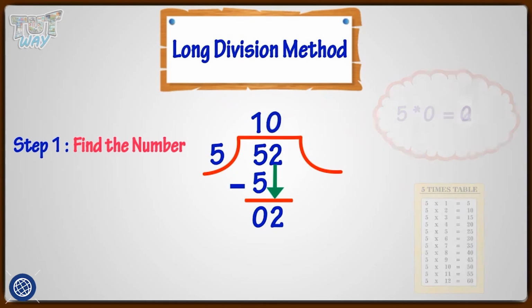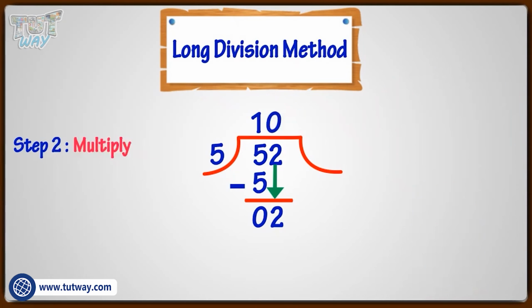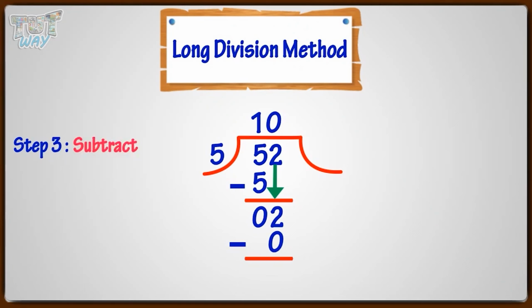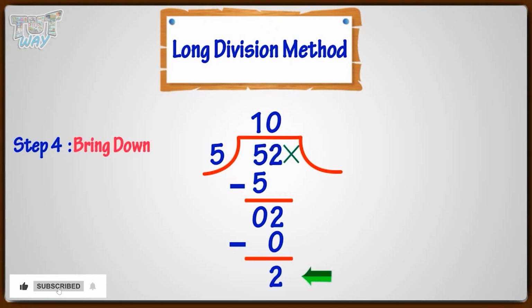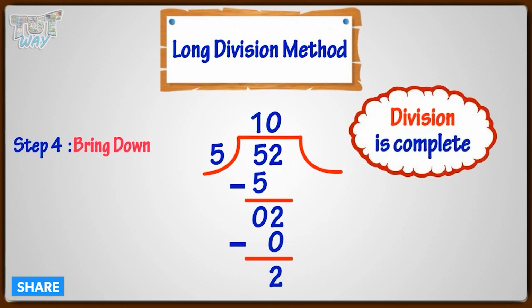Now the second step is multiply. Now multiply 5 with 0 and write the multiple below. Now the third step is subtract. Now subtract and write the difference below. The fourth step is bring down. We have no number in the dividend to bring down, so our division is complete.